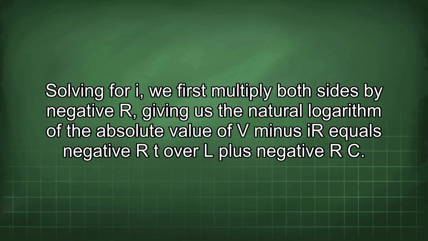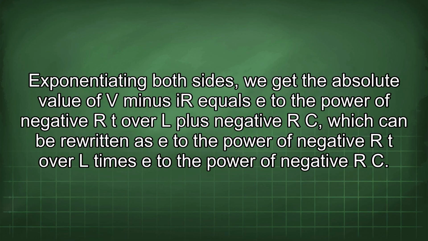Solving for I, we first multiply both sides by negative R, giving us the natural logarithm of the absolute value of V minus IR equals negative Rt over L plus negative RC. Exponentiating both sides, we get the absolute value of V minus IR equals e to the power of negative Rt over L plus negative RC, which can be rewritten as e to the power of negative Rt over L times e to the power of negative RC.